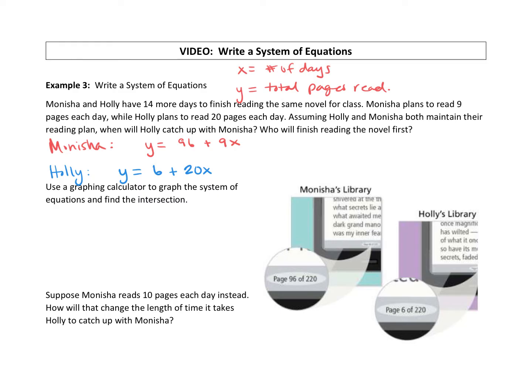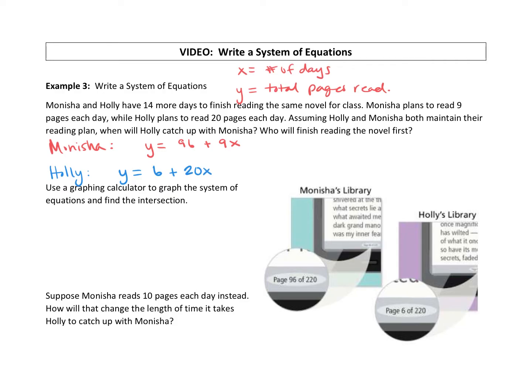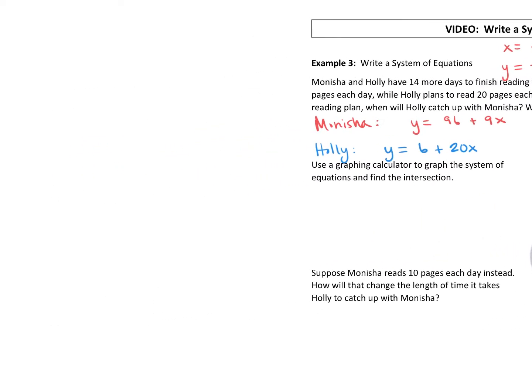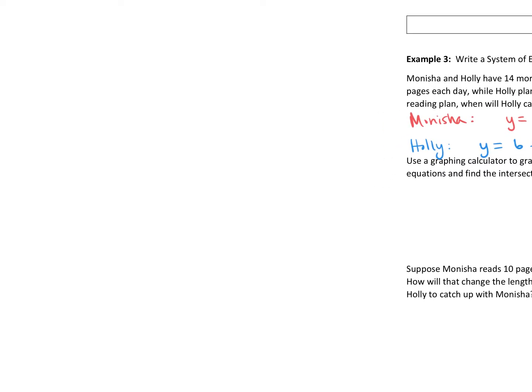So the questions that they asked: assuming Holly and Monisha both maintain their reading plan, when will Holly catch up with Monisha? So when are these two equations equal to each other? When is their total number of pages the same? We can graph both lines, see where they intersect. Who will finish reading the novel first? So use a graphing calculator to graph the system of equations and find the intersection. So I'm going to move this over here a second and show you how to find this on a graphing calculator.